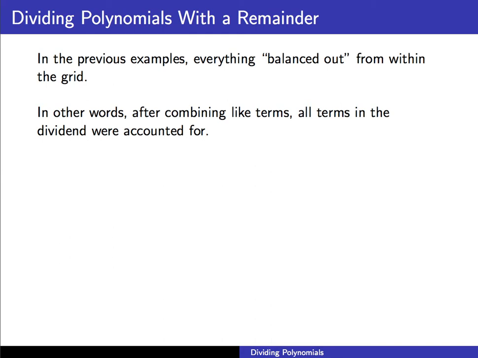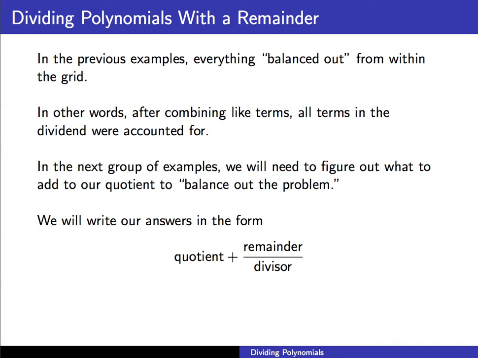However, in this video, we're going to find that we don't have everything accounted for, and there's going to need to be some things we add to that in order to balance out the problem, or balance out the dividend. So we're going to write our answers in the form quotient, like we did yesterday, plus the remainder over the divisor. For instance, if we have something like 7 divided by 3, the quotient is 2, and the remainder is 1. So 7 divided by 3 is 2 and 1 third. So the divisor, what we put into the rows in the last video, we're going to put in the denominator when we have a remainder.